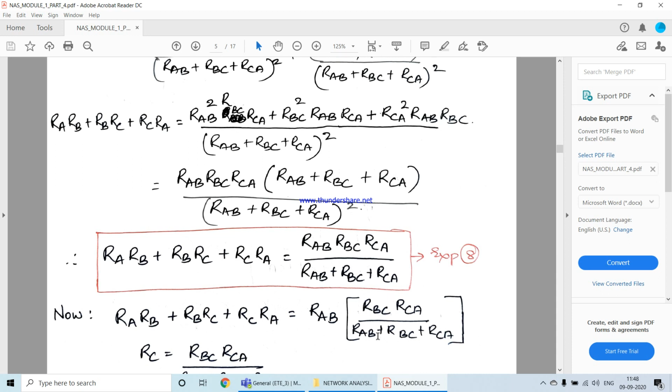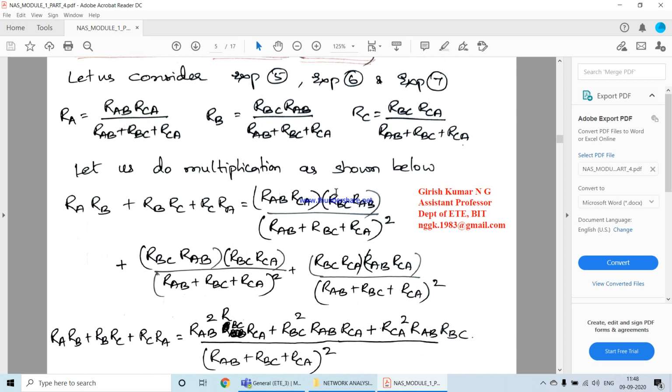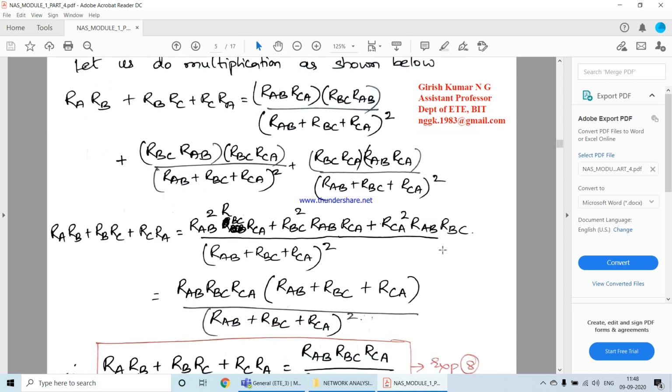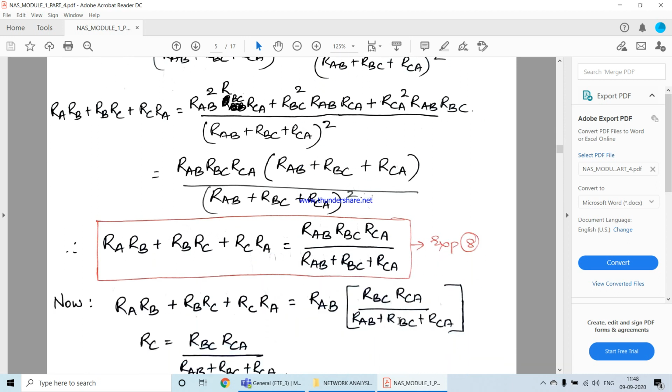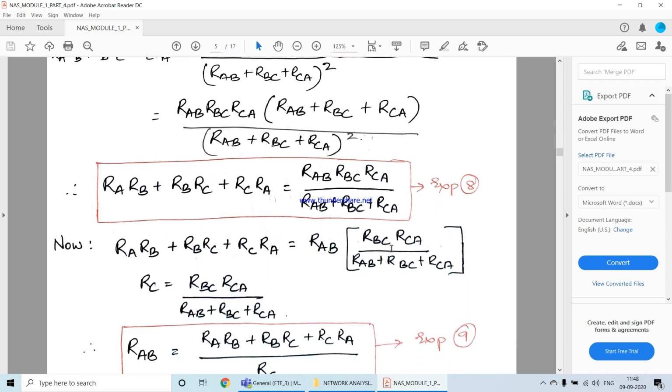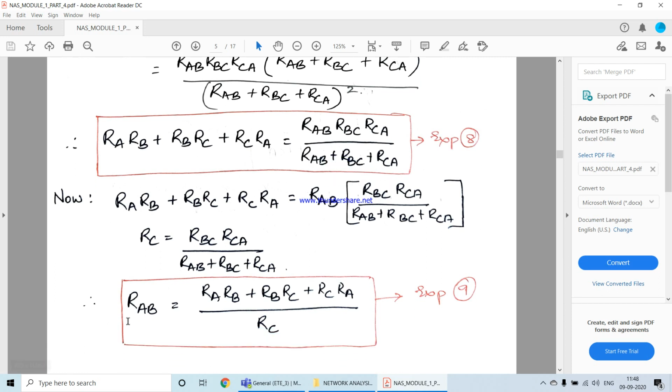Now can you see this RBC into RCA divided by RAB plus RBC plus RCA equals RC? See, RC is what in expression 7? RBC into RCA divided by RAB plus RBC plus RCA. Therefore I can replace this term with RC. Therefore what will I get? RAB into RC, and if that RC goes to the denominator here, I will end up getting RAB. RAB equals RARB plus RBRC plus RCRA divided by RC. So expression 9 got me RAB.